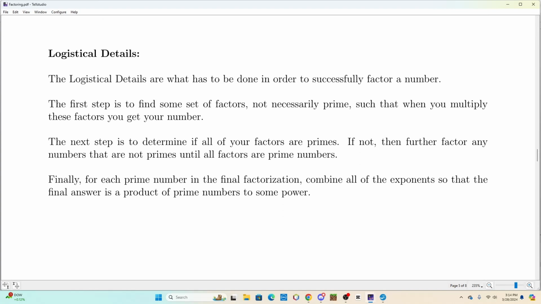Logistical details. The logistical details are what has to be done in order to successfully factor a number. The first step is to find some set of factors, not necessarily prime, such that when you multiply these factors together, you get your number. The next step is to determine if all of your factors are prime. If not, then further factor any numbers that are not prime until all factors are prime numbers. Finally, for each prime number in the final factorization, combine all of the exponents so that the final answer is a product of prime numbers to some power.